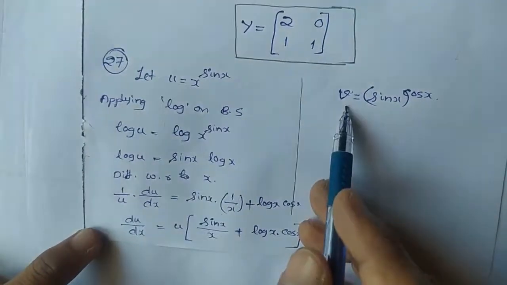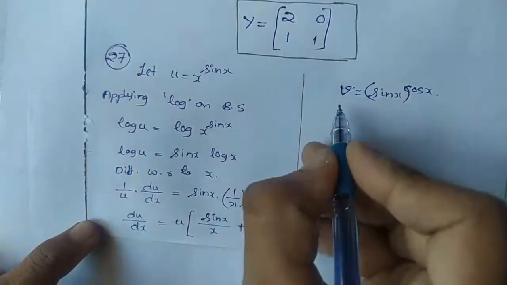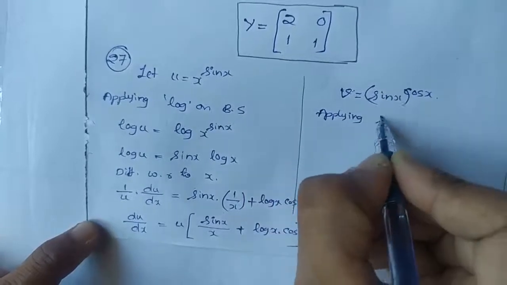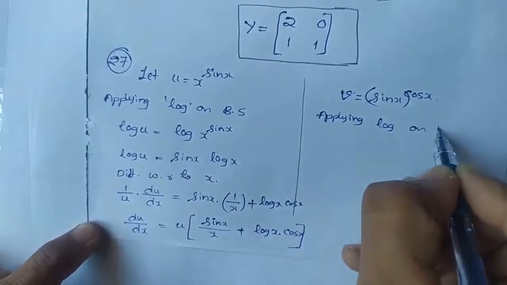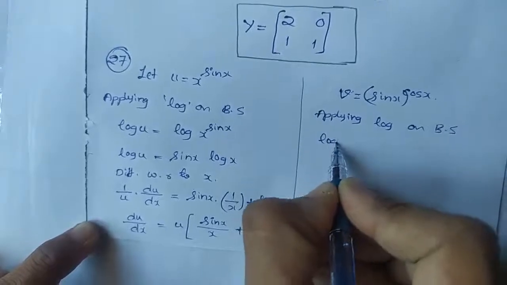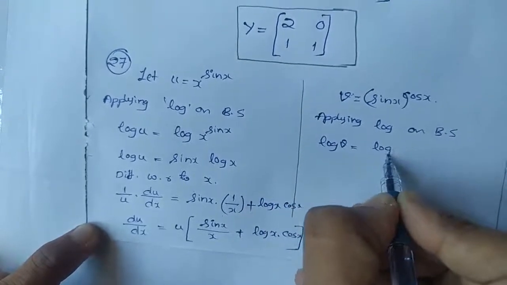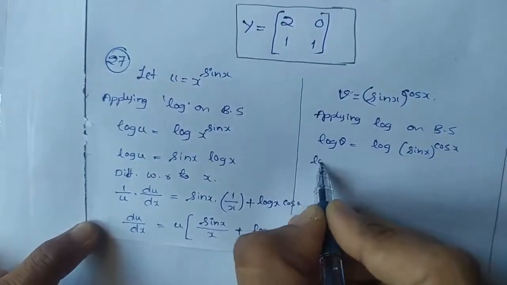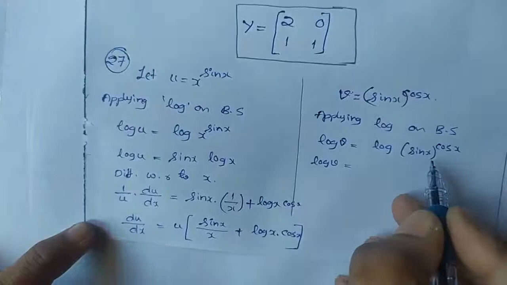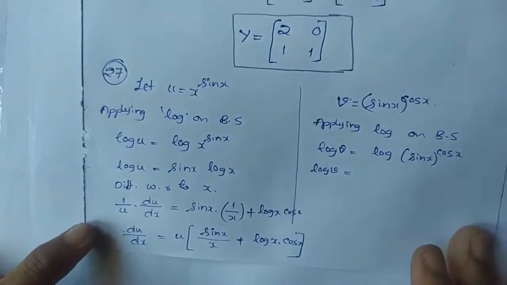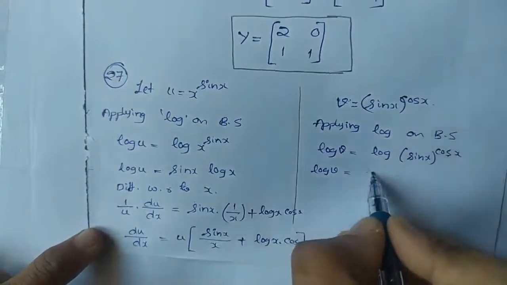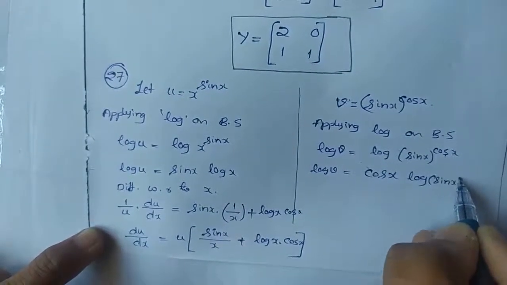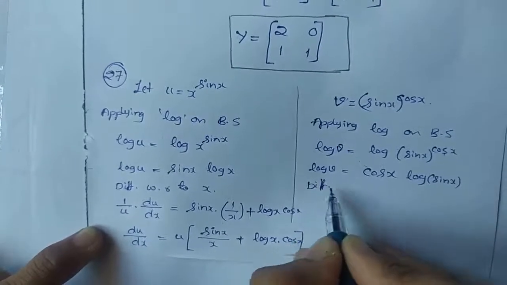Next, let us differentiate v now. Before that, we have to apply log on both sides. Applying log on both sides, we get log v equals log of sin x whole power cos x. Using the log formula, log v equals cos x into log of sin x. Now differentiate with respect to x.